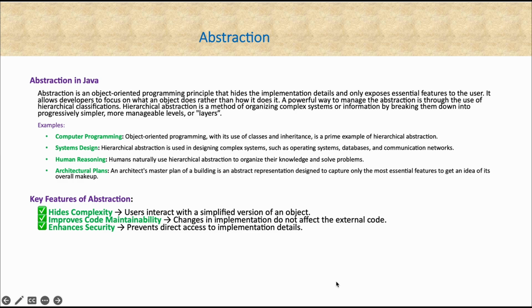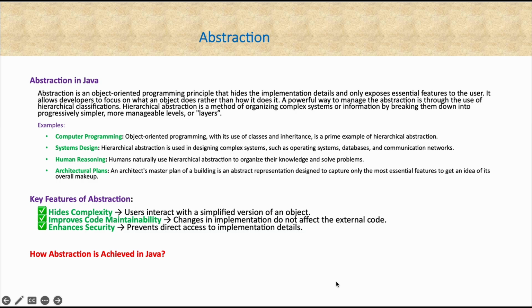Many real-life problems are complex, and when solving them, you need to write complex programs, and you don't want to show that complexity to the end user. That's why you hide the complexity. That is called abstraction. It improves code maintainability, since changes in implementation do not affect the external code. It enhances security and prevents direct access to the implementation details.